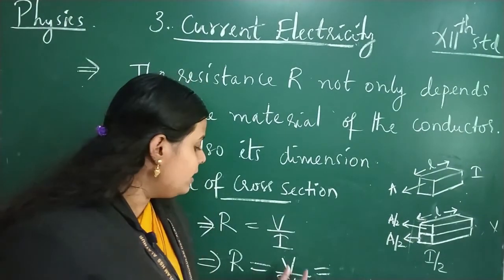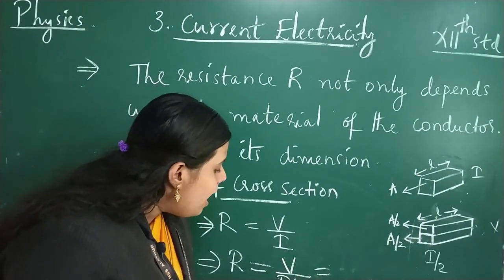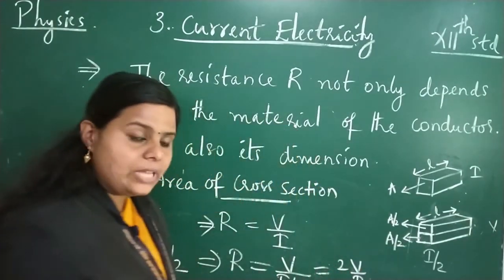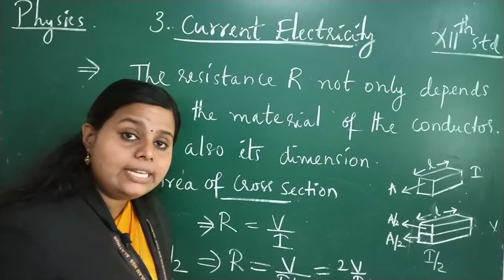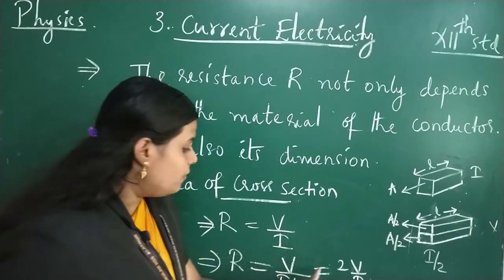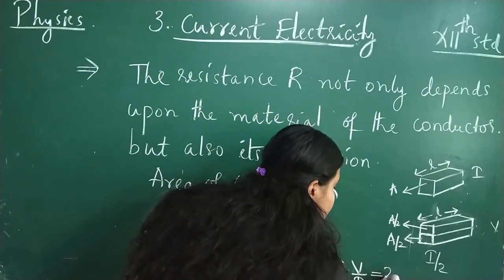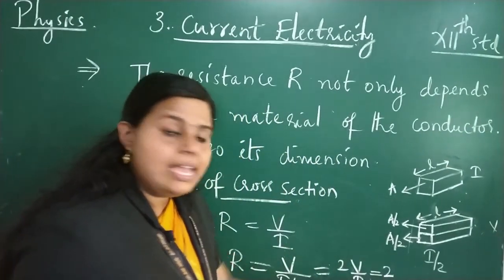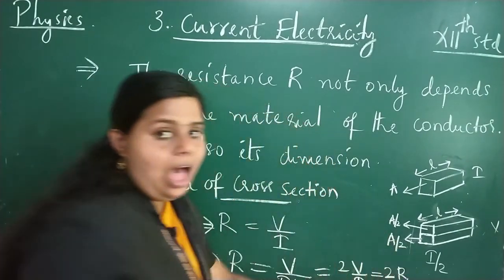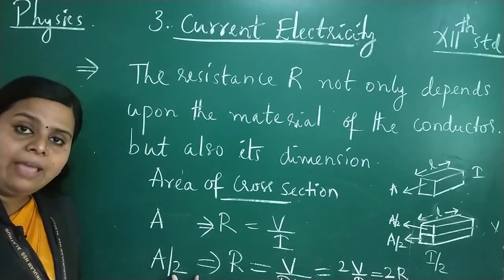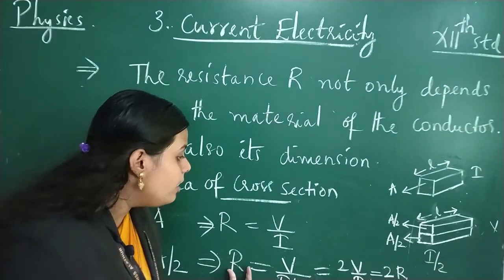Yes, listen children, here what is V by I by 2? Yes, that is 2 into V by I. Alright, the denominator is 2 എന്നുള്ളത് മുകളിലേക്ക് പോകും, ന്യൂമറേറ്ററിലേക്ക് വരും. So 2 into V divided by I, right? So that is equal to 2 into what is V by I? V by I is simply R. So listen, when A is A by 2, then R is 2R.